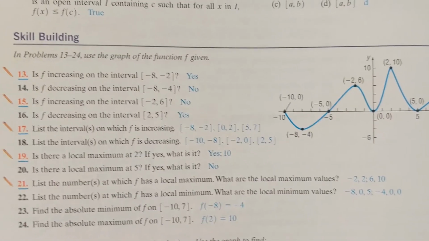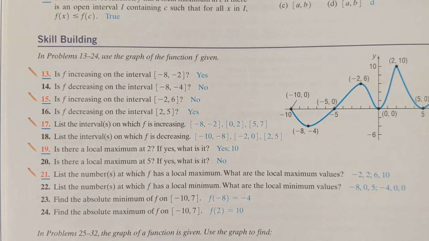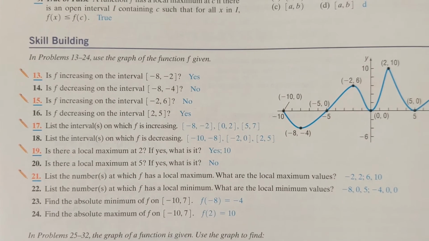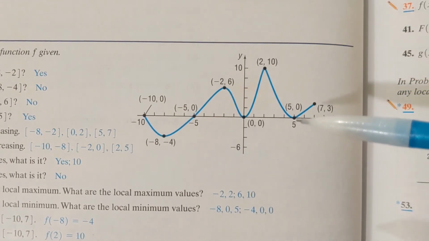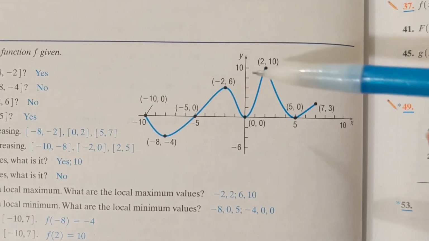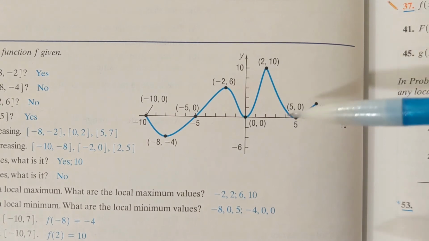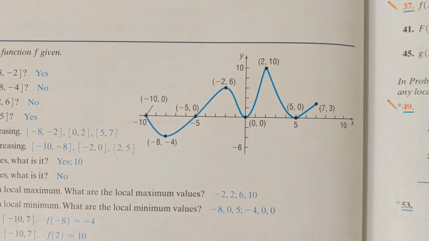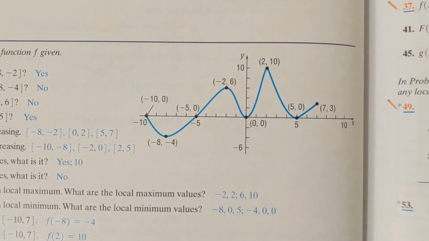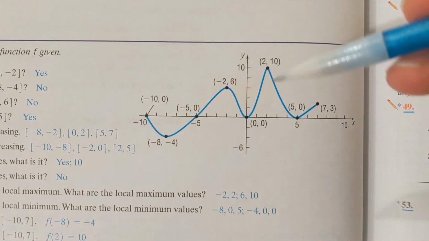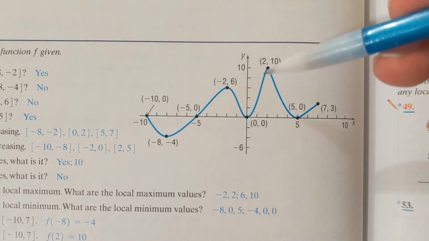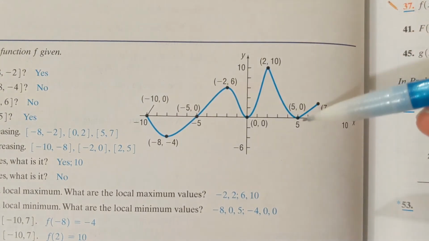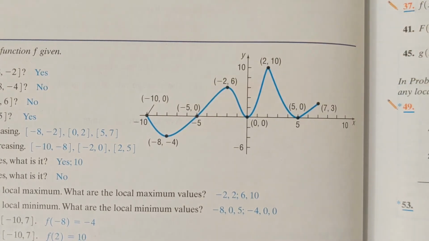Problem 16: is f decreasing on the interval 2 to 5? Okay, so 2 to 5. Yes, if I draw a tangent line, it would have a negative slope on it. And a negative slope means that you're decreasing, as long as you scan the graph from left to right. So we would be decreasing there.